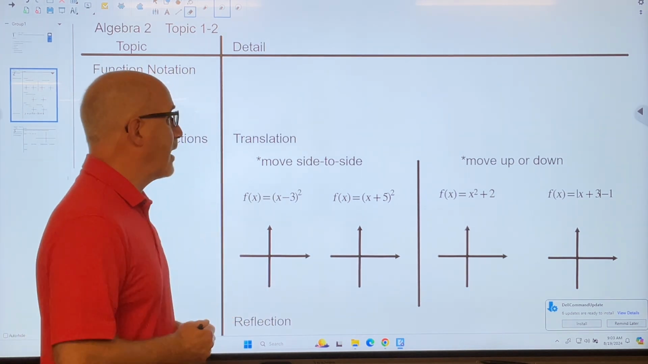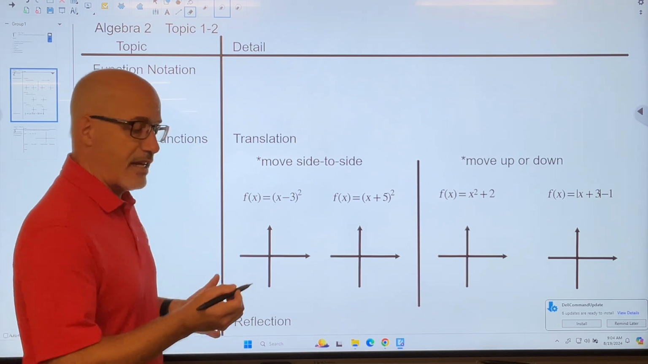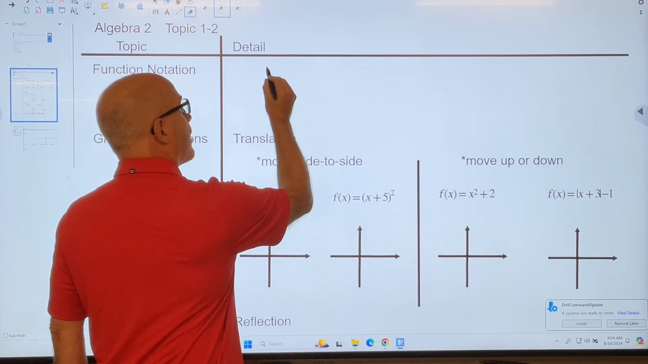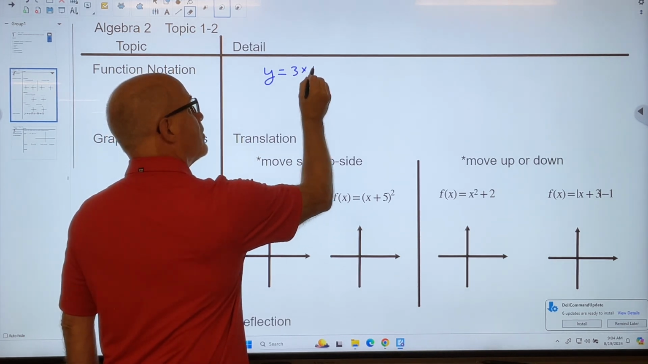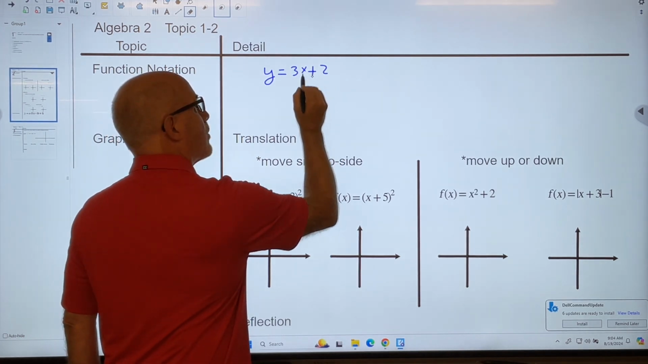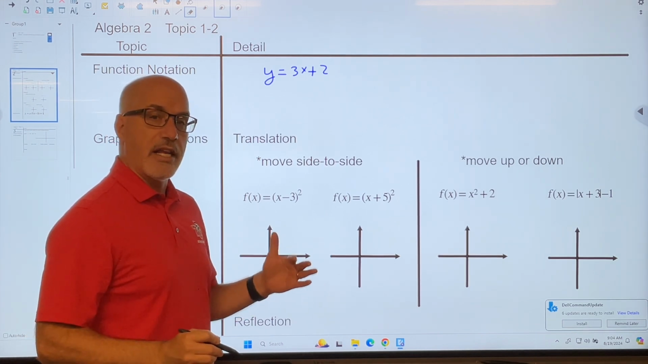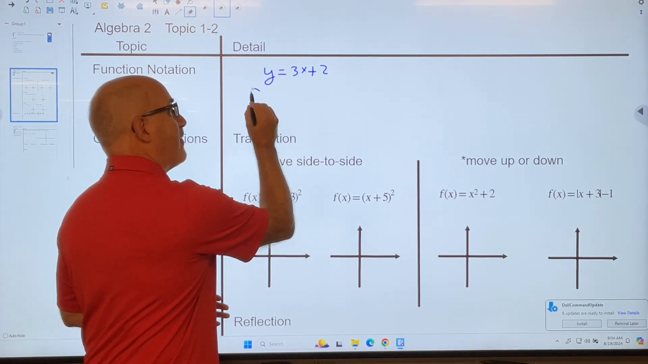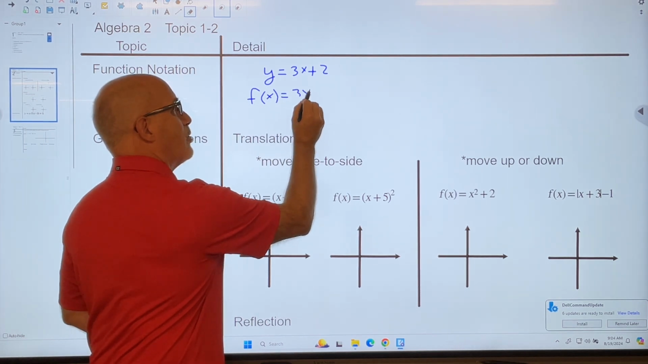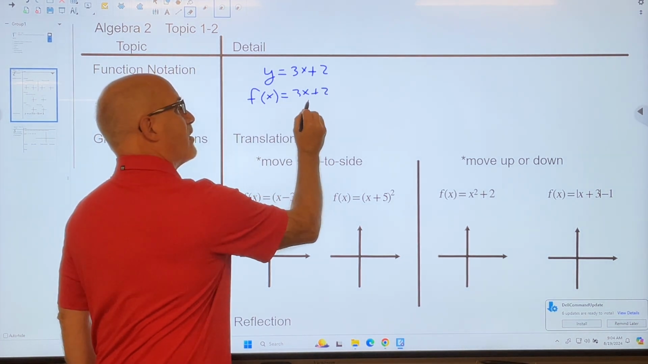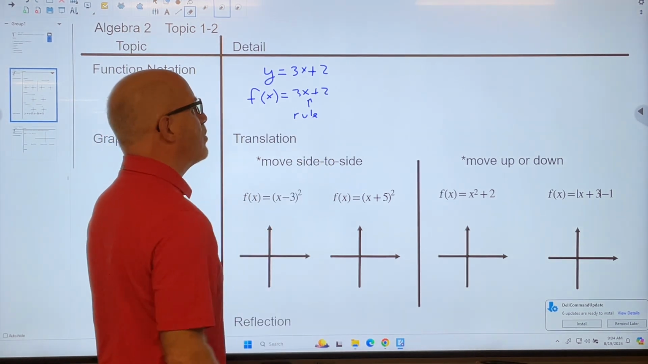So let's first of all look at how we usually list things in algebra. For instance, an equation we might write is y equals 3x plus 2. And in function notation, we're going to introduce this idea of saying f of x equals 3x plus 2, where the right side of it is the rule, the algebraic rule that we're trying to use.